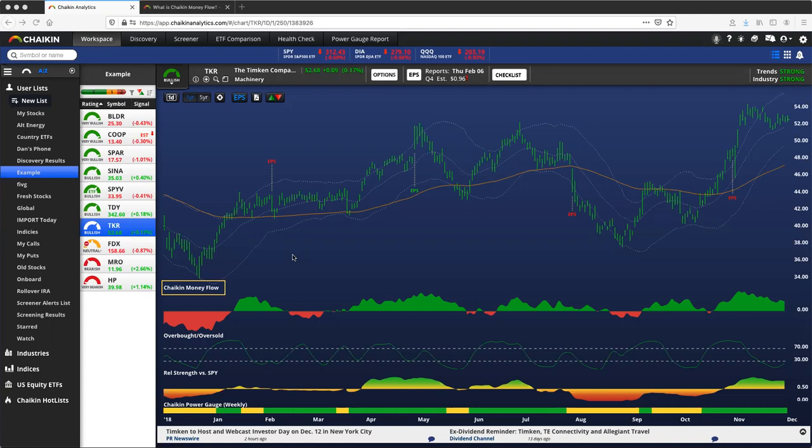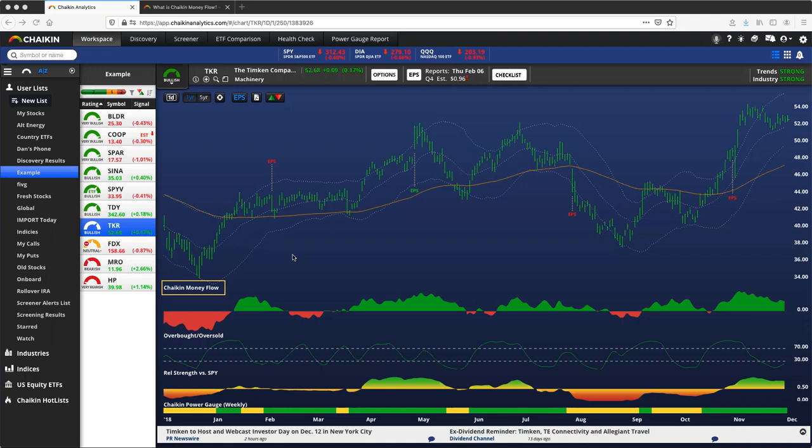Is money flow green more often than it's red? Is the green more intense than the red? This shows us accumulation over time by those very large institutions. And looking at the chart for TKR here, we see a stock that is by and large going through this entire year back to January had very strong positive bullish money flow.